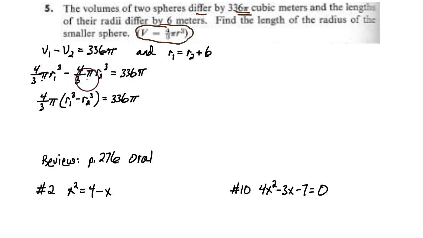Next, because both of these contain the 4/3 pi, I used factoring. Now let's divide both sides by 4/3 pi to cancel this away. We get the first radius cubed minus the second radius cubed is equal to whatever 336 pi divided by 4/3 pi is. That makes 252. Next step, do you remember how we said that the first radius was 6 more than the smaller radius? Let's substitute this r2 plus 6 in place of r1.